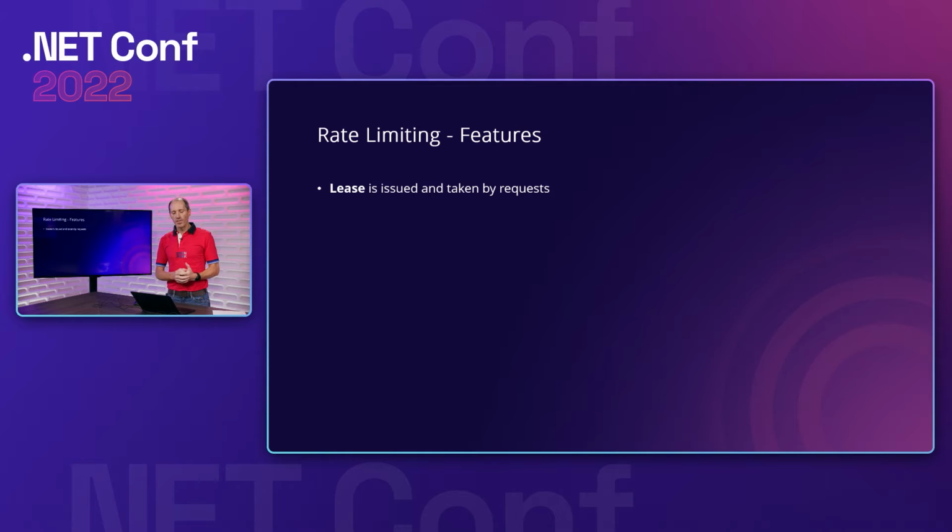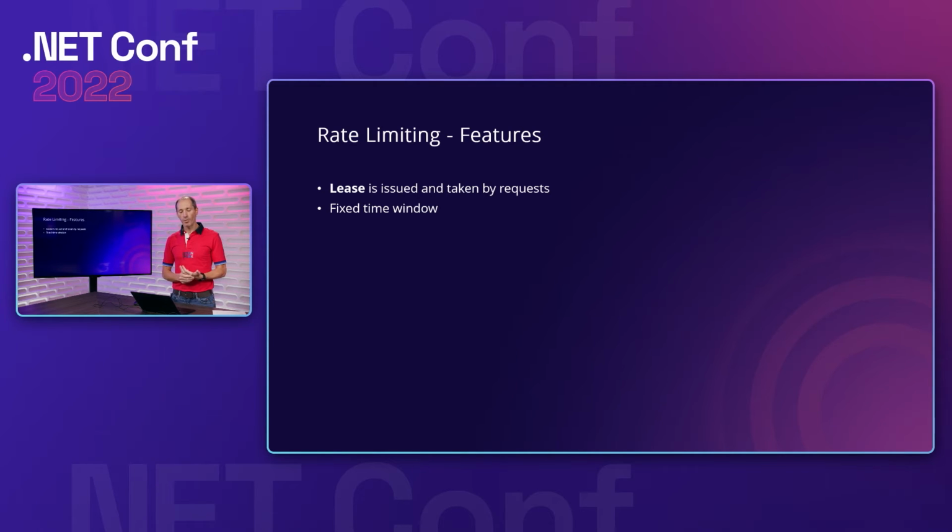So what are the features that rate limiting provides? Simply speaking, rate limiting is defining a number of leases that are issued, and each request that comes in takes a lease. So the idea is to have as many requests as leases you have. And if you have more requests, then you do not have enough leases available, so you will get an error message. There are many ways to issue leases from rate limiting features.